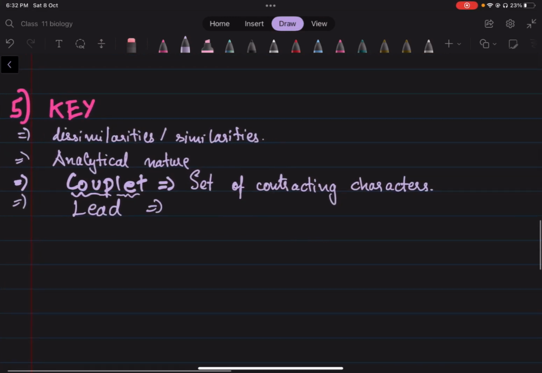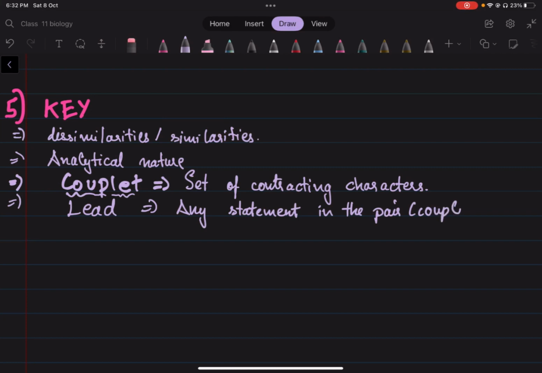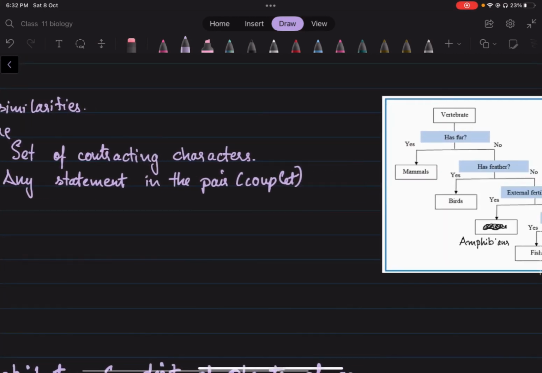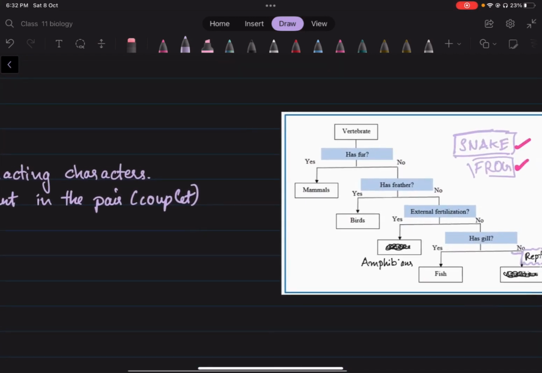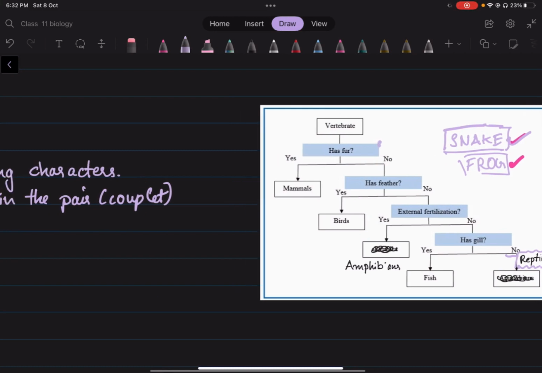Now coming to lead. So what is lead? Okay, any individual statement in that particular couplet, in the pair, is called the lead. So it has a fur is a lead. It does not have a fur is also a lead. So in case of snake, the lead that we chose was it does not have a fur. So that is basically a lead.